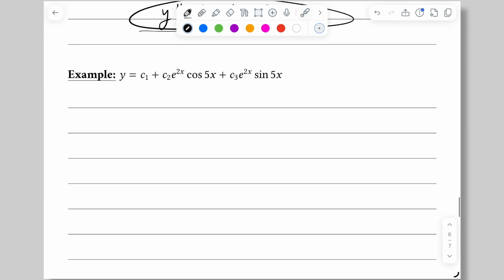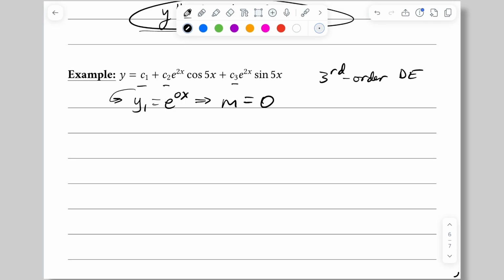Next up, we have y equals c1 plus c2 e to the 2x cosine 5x plus c3 e to the 2x sine of 5x. A couple of things to observe from here. Number one, since we have c1, c2, and c3, we should note that this is a third order differential equation. Number two, the presence of simply c1 means that one of our solutions, call it y1, is e to the 0x. That's how we get a constant. And so that implies that one root to the auxiliary equation is m equals 0.